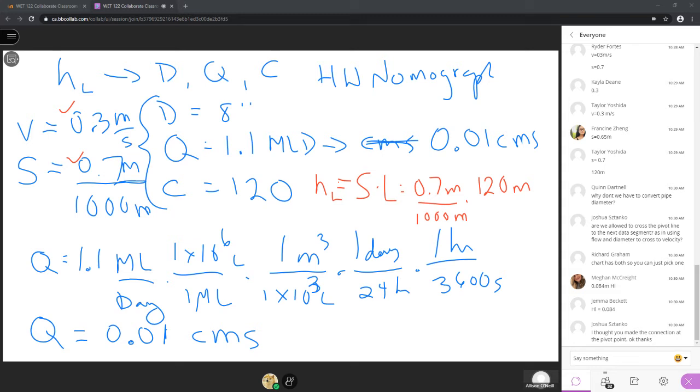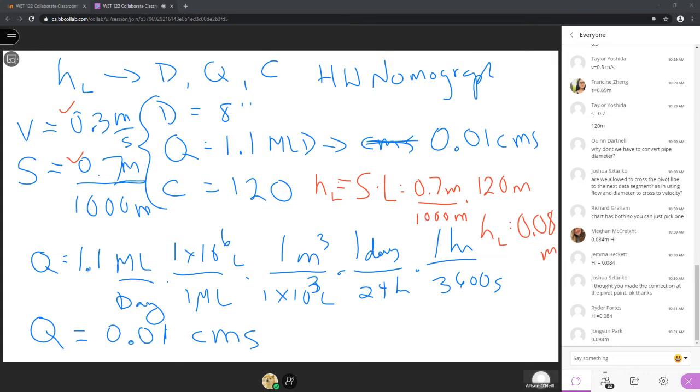All right, so it's looking like for head losses, we are getting approximately 0.08 meters of head loss. Awesome. Okay. So now we need to do the same process for the minor losses. Okay, so does everybody have the screen written down, or do you need me to wait another minute here?